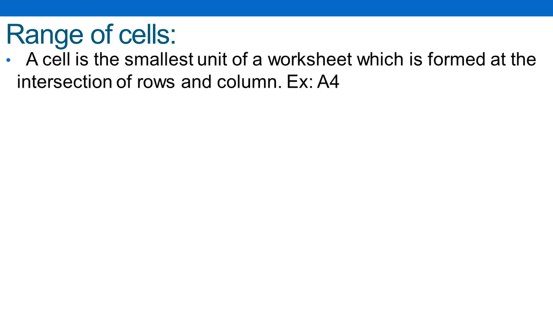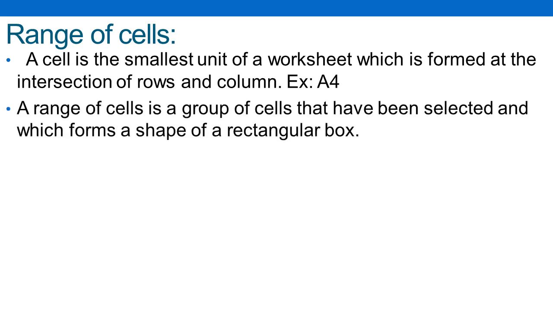Before that, what is the meaning of cell? A cell is the smallest unit of a worksheet which is formed at the intersection of rows and columns. Each cell has its own cell address for reference. The address of a cell consists of the column letter followed by the row number. Example, A4. A is the column letter and the number 4 is the row number.